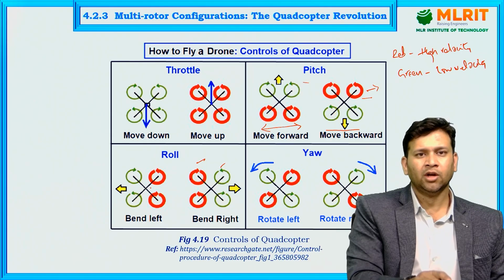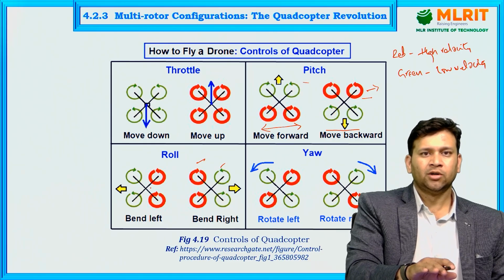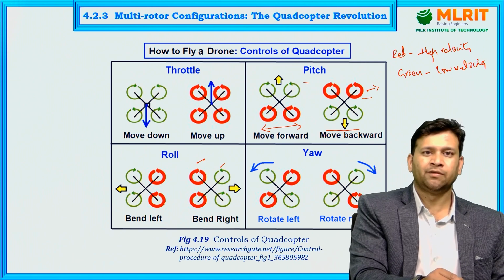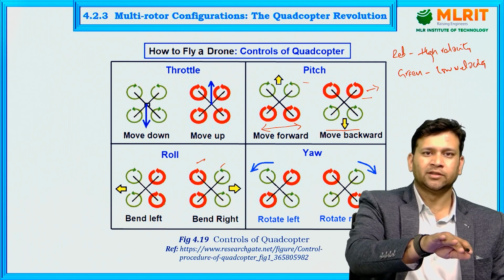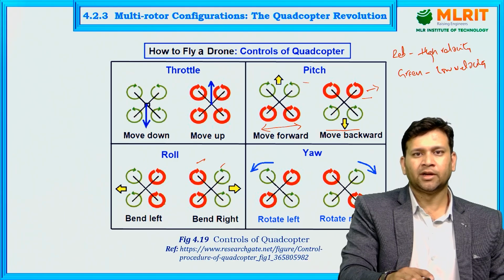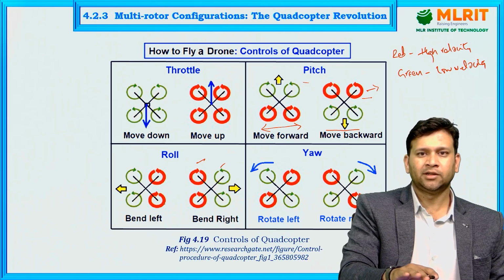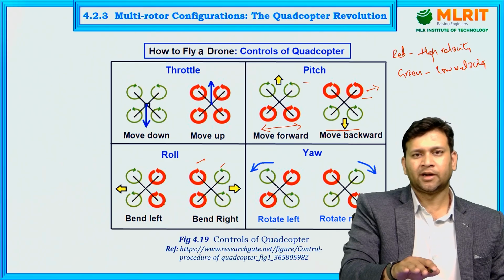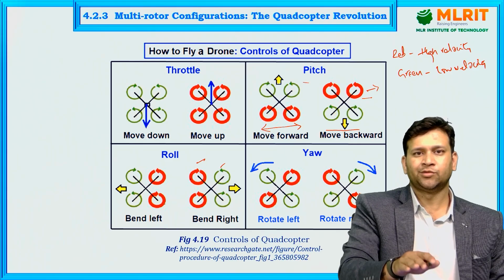Similarly for roll, if it has to bend to the left, then the right rotor should create more lift and the left should have less lift so that it bends like this. Same thing with the right. If it wants to bend towards the right, then the lift has to be more on the left side and less on the right side, then automatically this will come up.